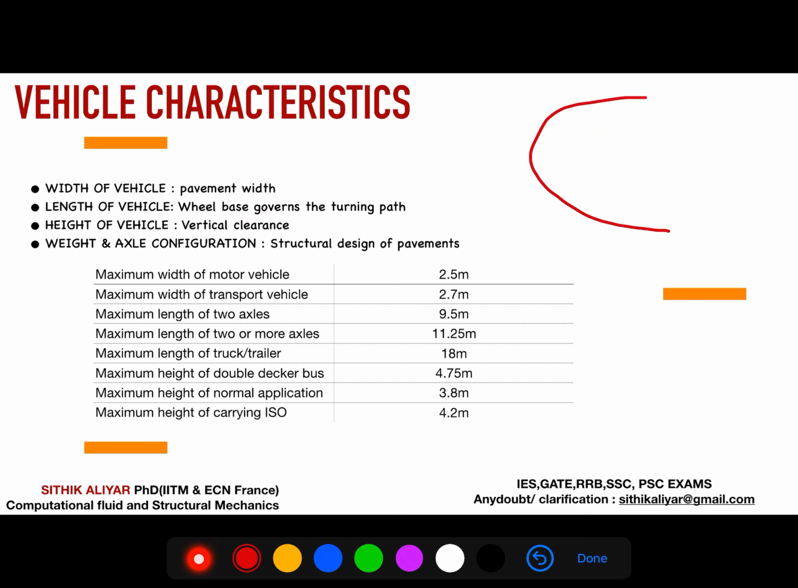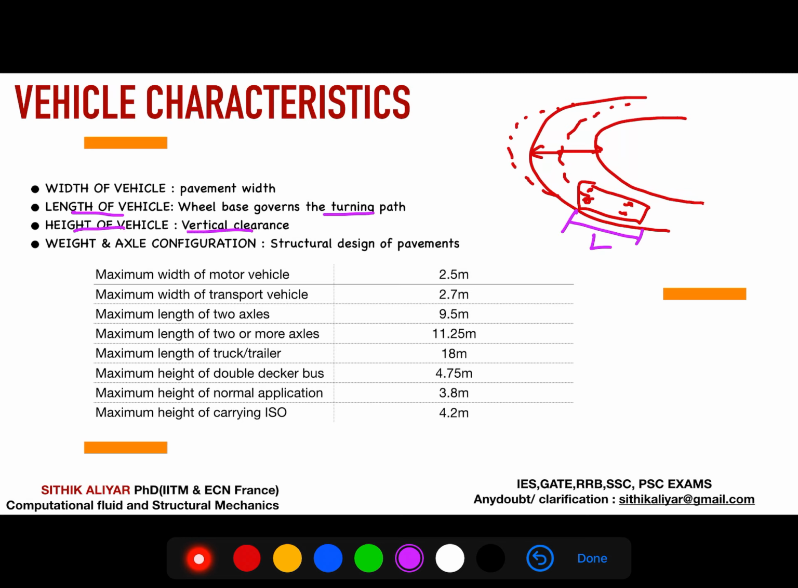So when you have a horizontal curve in the road, the same vehicle is trying to turn. The turning path radius and how much setback distance is required, everything depends on the length of the vehicle. So the length of the vehicle will affect the turning path. Height of the vehicle will affect the vertical clearance.